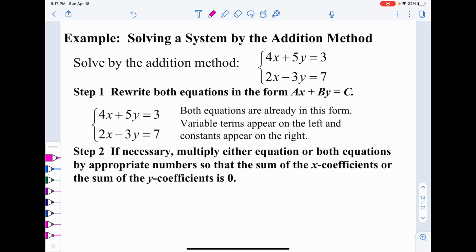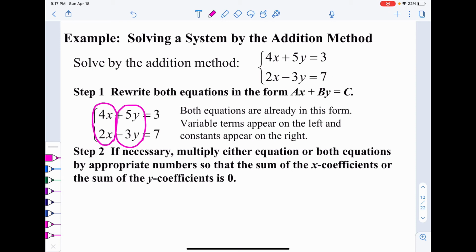So step 2 says, if necessary, multiply either equation or both equations by appropriate numbers so that the sum of the x coefficients or the sum of the y coefficients is equal to 0. So we have a 4x and a 2x. And so the question I'd ask myself is first off, are they the same numbers? No, they are not. I would check my y values. Are they the same numbers? Meaning, are they both 5s or are they both 3s? In this case, they are not.